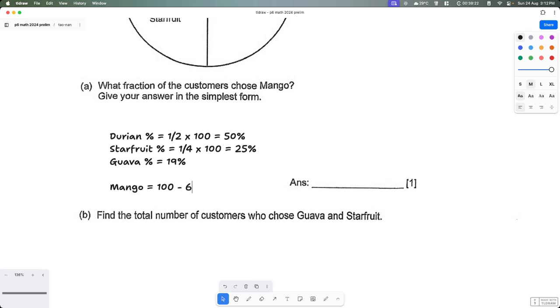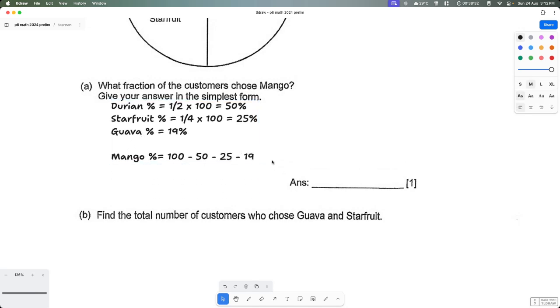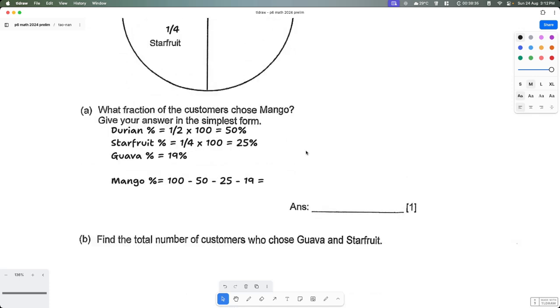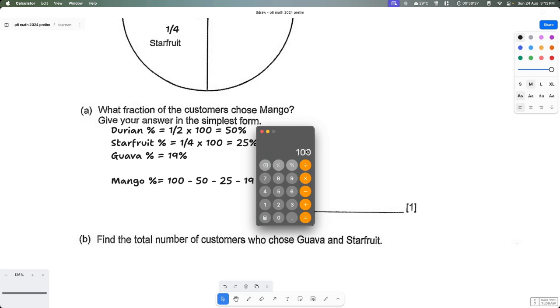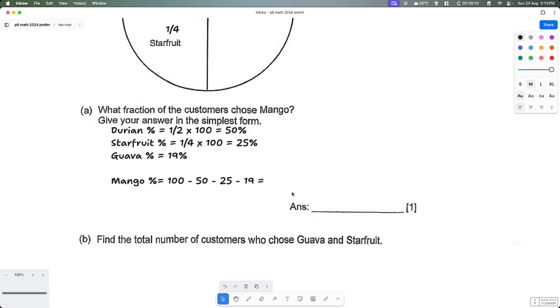100 minus 50 minus 25 minus 19, right? This is the percent as well. That means this is equal to, it's very small, should be 6, right? So 100 minus 50 minus 25 minus 19, okay, 6 percent, which is also 6 out of 100, which is equal to 3 out of 50. Okay, so there you go. So the answer is 3 out of 50. Okay, so that's part A.